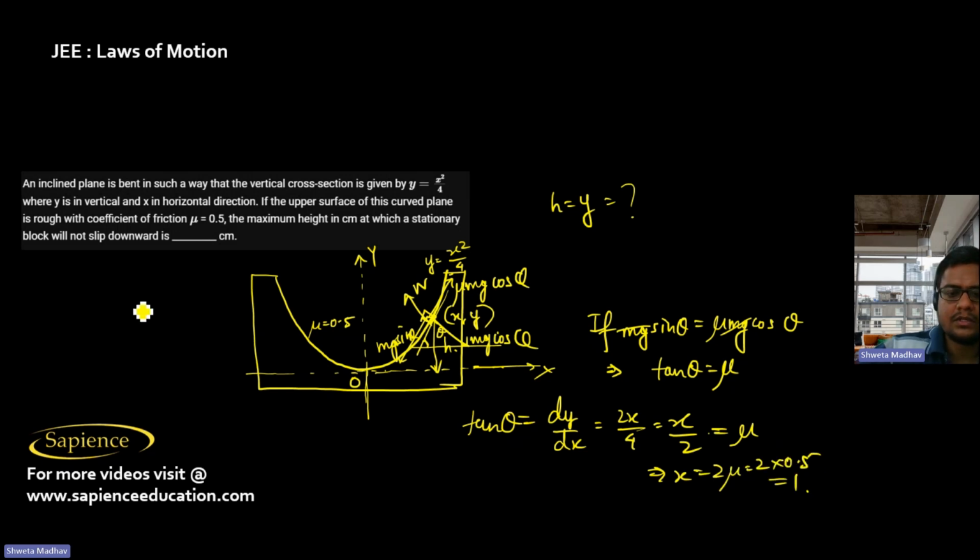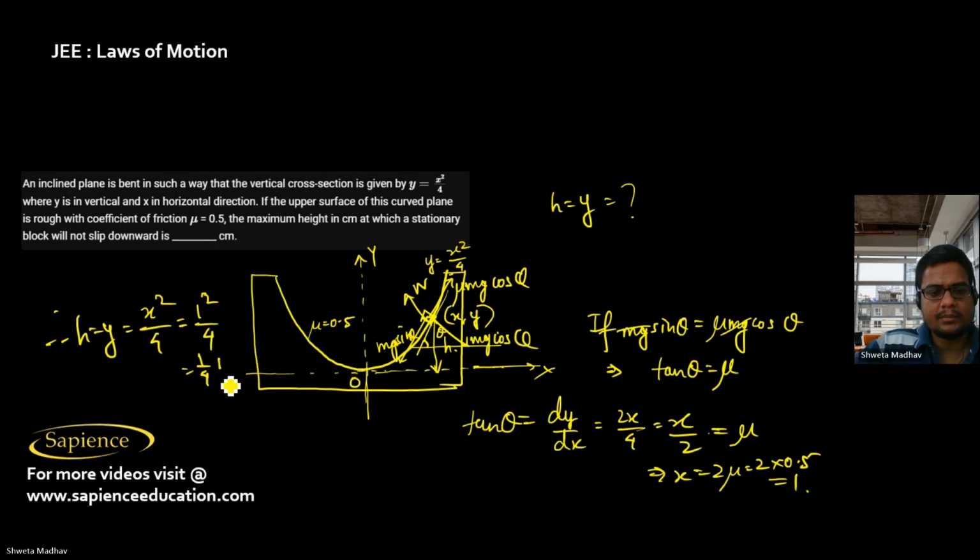So x is 1, therefore the height is equal to the y coordinate of that point, that is equal to x square by 4. So which will be 1 square by 4, which is 1 by 4 meters. So 1 by 4 meters will come. So it means that is 100 by 4 centimeter, that is 25 centimeter. So 25 centimeter is the correct answer.